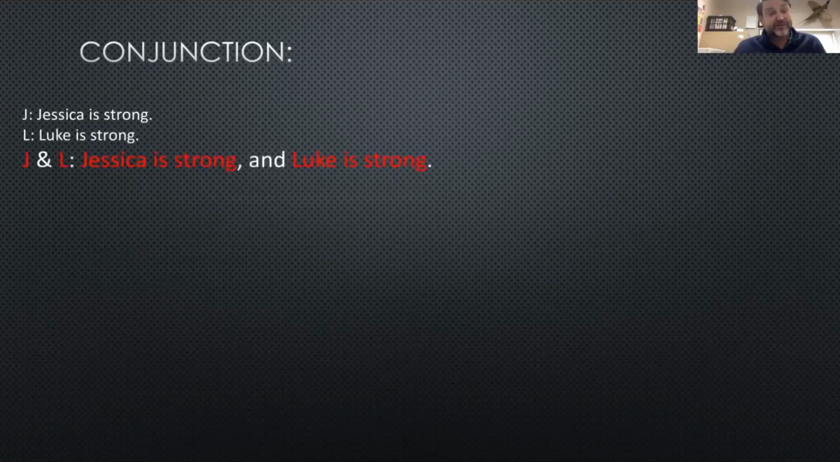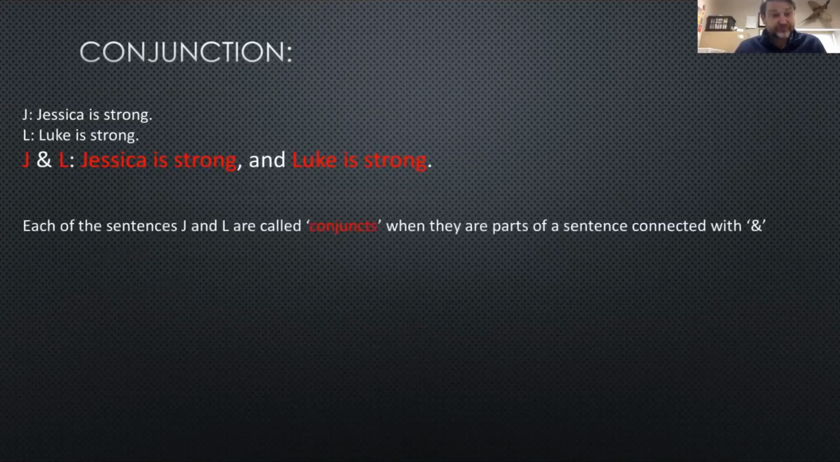So let's turn to conjunction now. Consider the following sentence. J, Jessica is strong. And here's another sentence. L, Luke is strong. So we have J and L equaling Jessica is strong and Luke is strong. Each of these sentences, J and L, are called conjuncts when they are part of a sentence connected with our conjunction symbol. So if we have a conjunctive sentence, J and L, then each of the things conjoined by the conjunction symbol are called conjuncts in that sentence. That's a term of art that I'll be using moving forward.